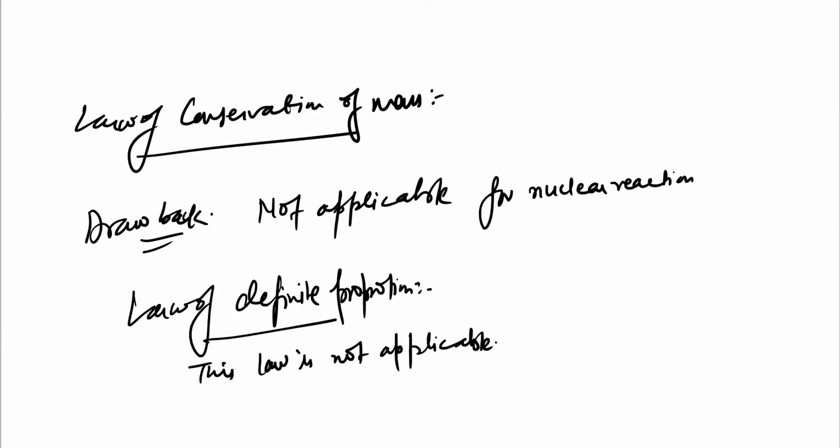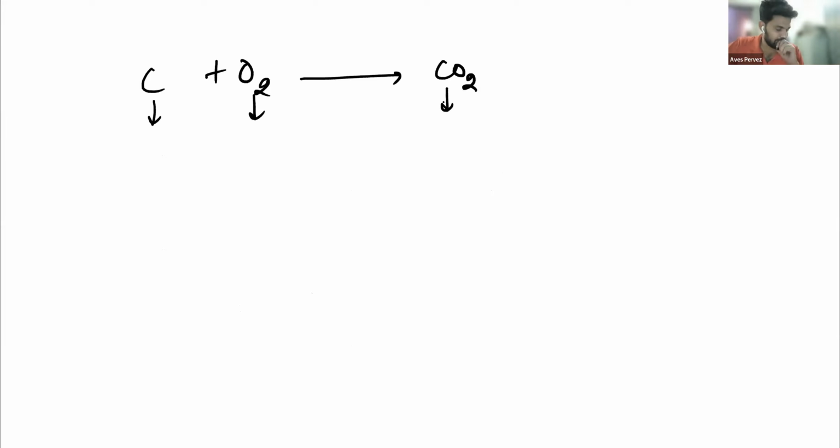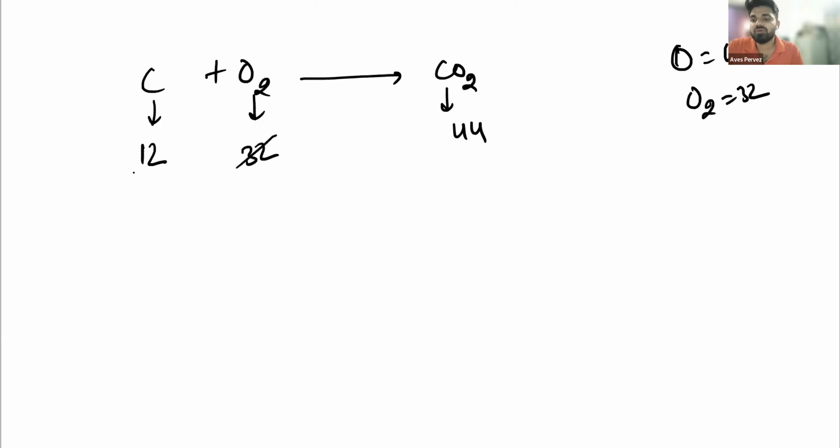Okay, so the law of definite proportion is not applicable for the mass of, for example, in the previous classes we have discussed that when carbon dioxide CO2 is formed, C plus O2 will give you CO2. And what is the ratio of their masses? Tell me. Oxygen is 16, so this will be 44. So when you cut it, you will get 3:8:11.